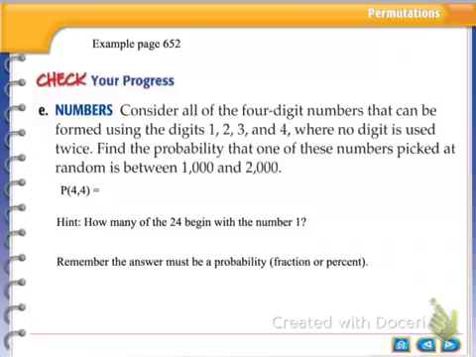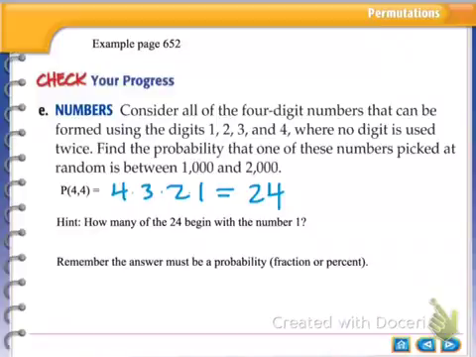Alright, here we go on E. Consider all the 4-digit numbers that can be formed using the digits 1, 2, 3, and 4, where no digit is used twice. Okay, so that's right here. P(4, 4). We just worked that out. 4 times 3 times 2 times 1 is 24.